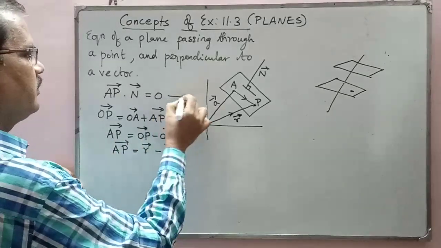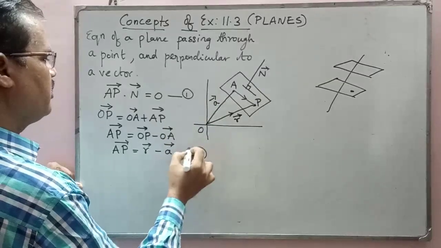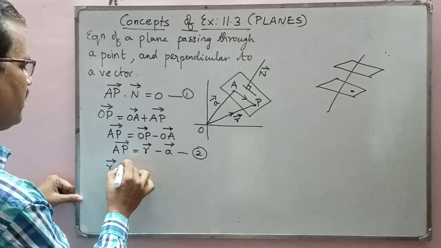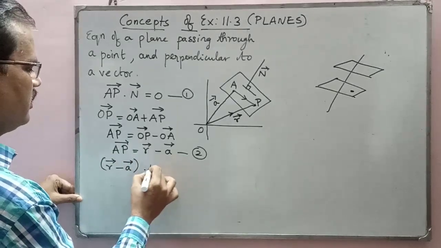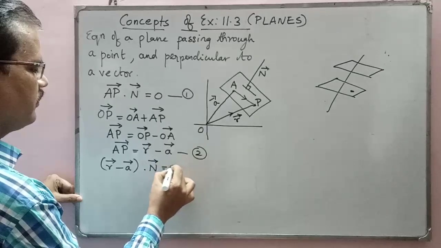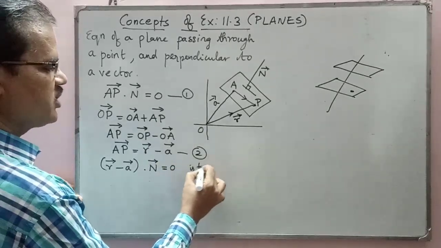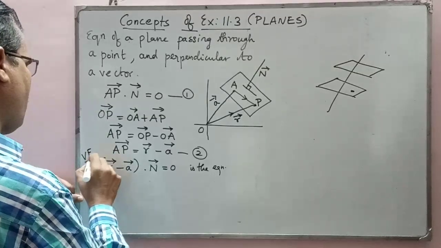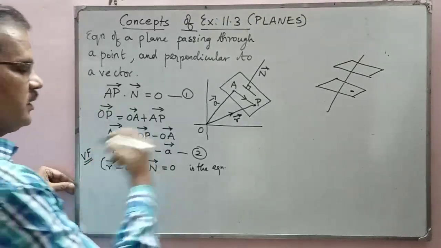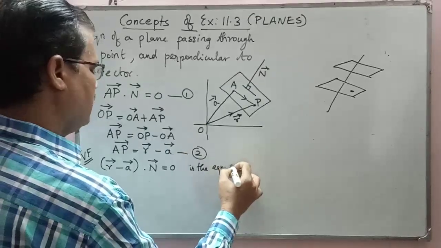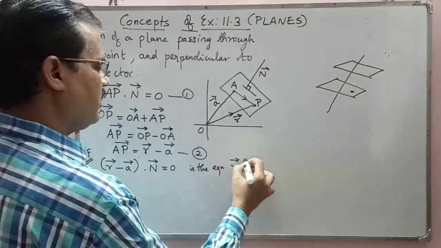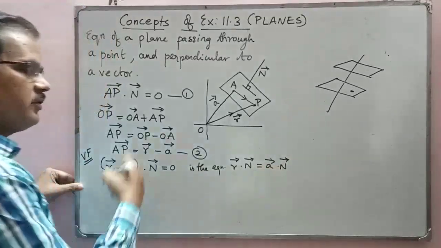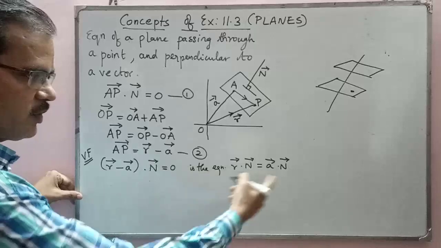Now let us substitute into the first equation. We will get r vector minus a vector dot n vector equals 0. This is the equation of the plane in vector form. Okay. This equation can also be written as r vector dot n vector equals a vector dot n vector. By moving the negative a to the other side, it becomes positive a. You have a dot product like this.